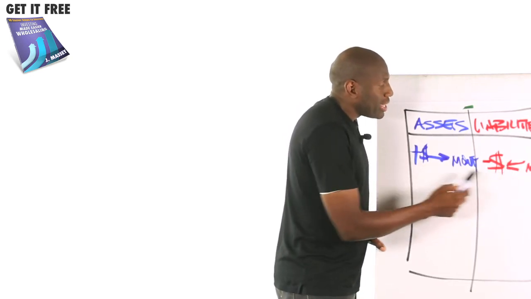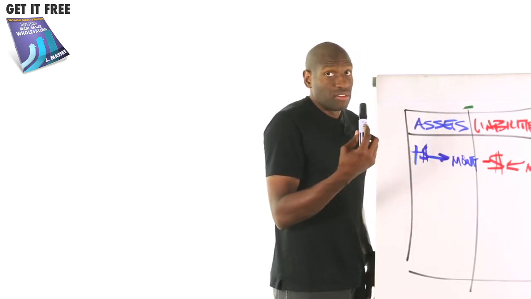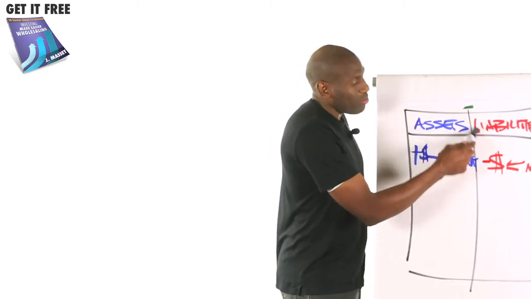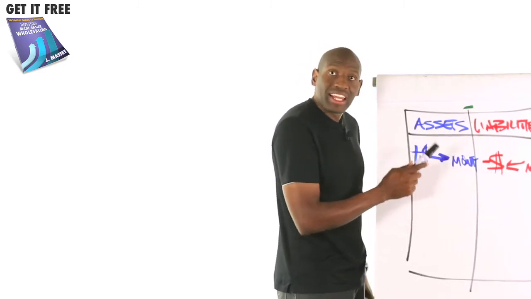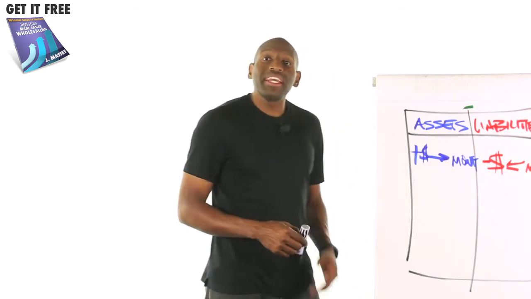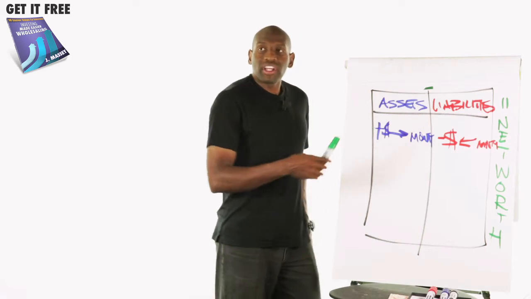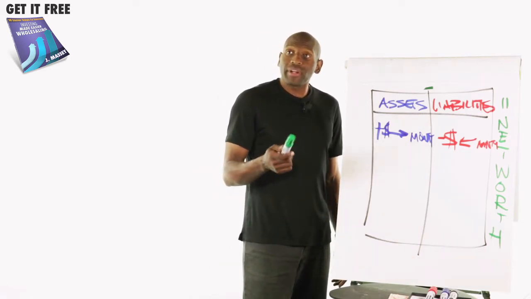And what you can begin to see, like I saw the first time I started looking at balance sheets, is that I had way many more liabilities than I did assets. What could be an example of an asset, you might ask? Well, it's very simple. What about a rental property? Is a rental property an asset?